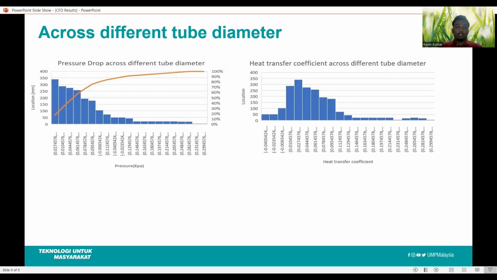And the next one is the pressure drop across the different tube diameters and the heat transfer coefficient across the different tube diameters. The tube diameters are 3.75, 6.5 and 7.5 mm. This is because the pressure drop increases when the tube diameter is increased, and the heat transfer flow increases when the tube diameter is increased as well. So that's all from me.